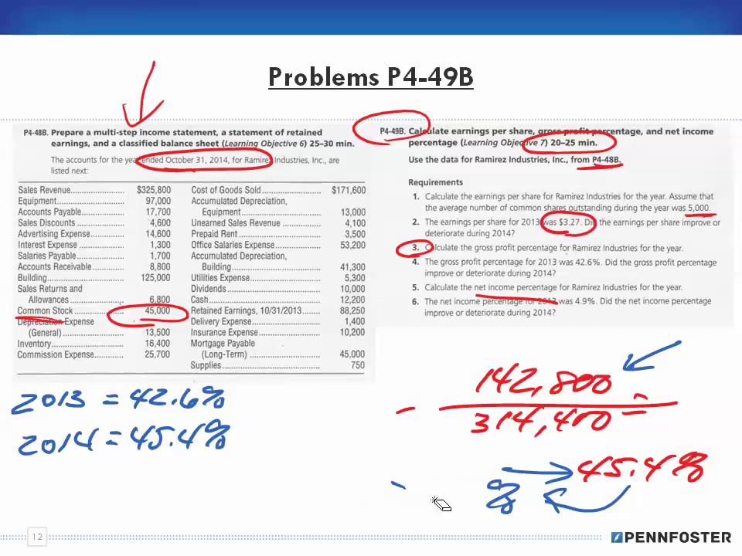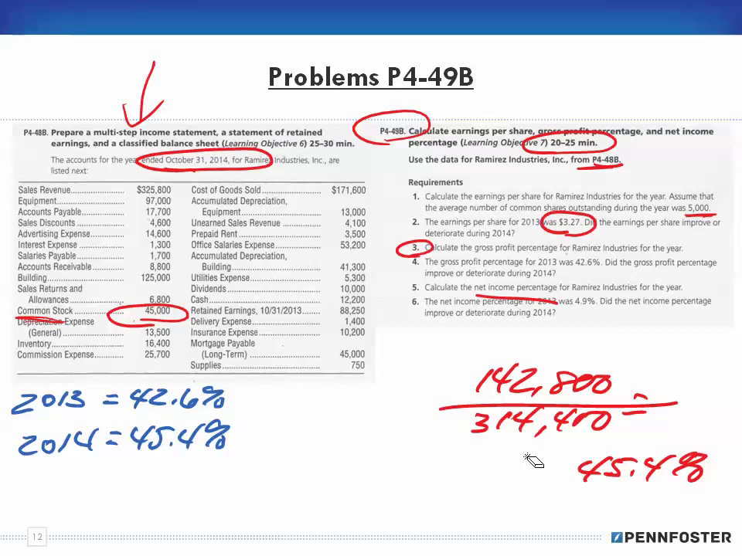So that increase going up to 45.4%, the question asked, did it improve or deteriorate? Well, it improved, but what did that mean? It just meant that this year we have more profit to be able to spend on our selling and administrative expenses. Okay, and that's the important thing.